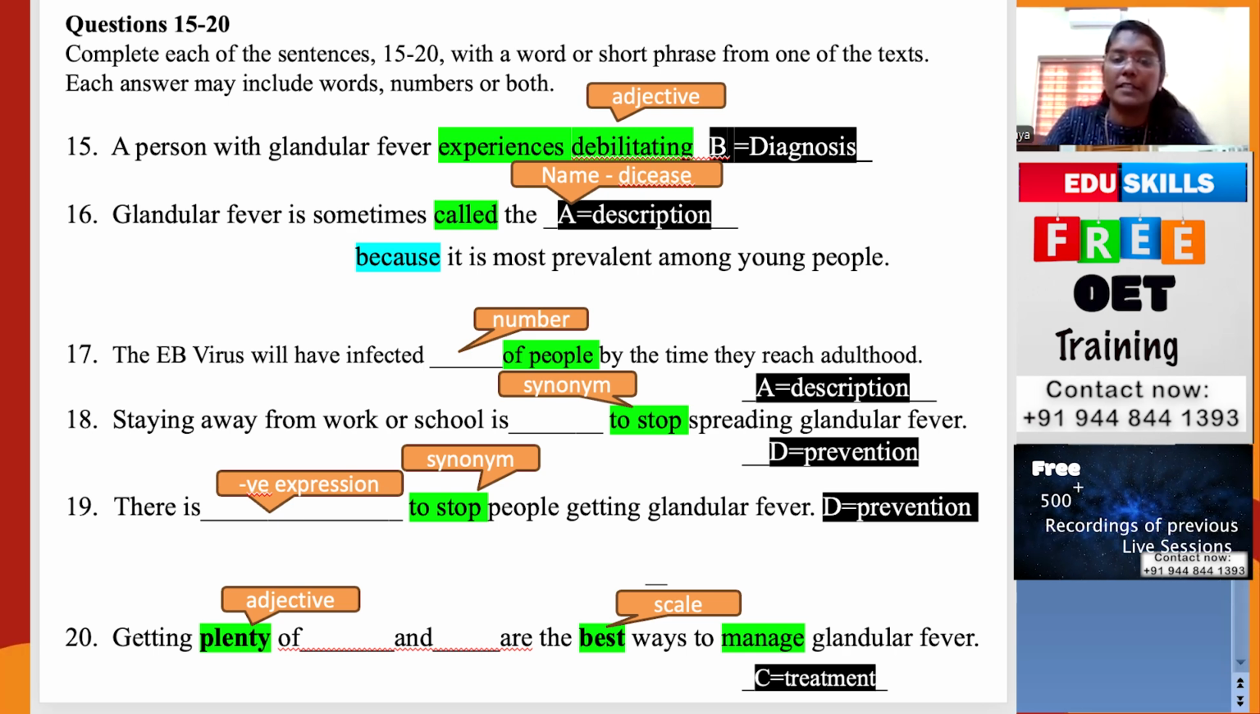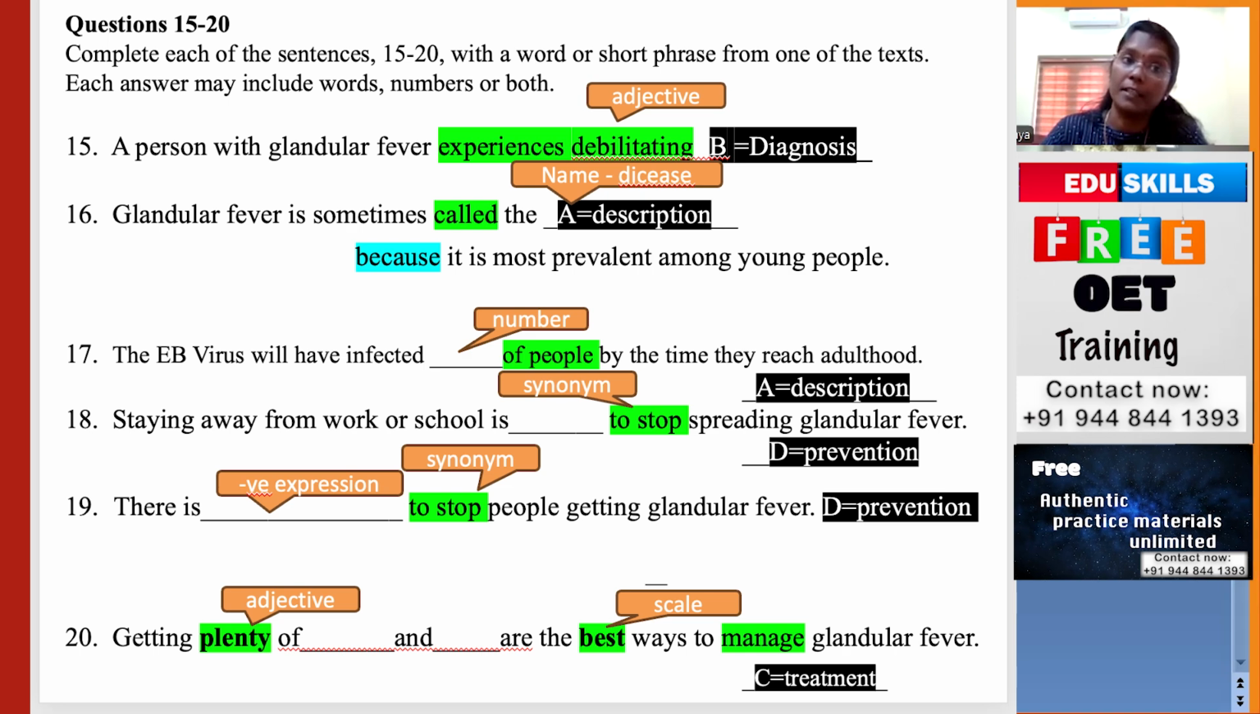The first question is the signs that someone might have glandular fever. The answer is B, that is the signs and symptoms. Yes. In B, diagnosis, they are telling about it if the symptoms are there. Then unexpected difficulties for a person having glandular fever.